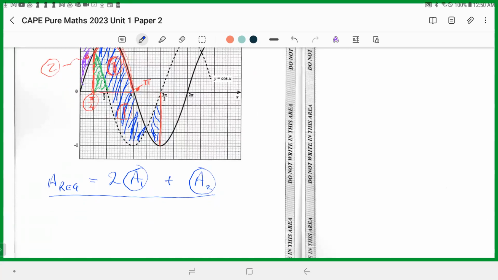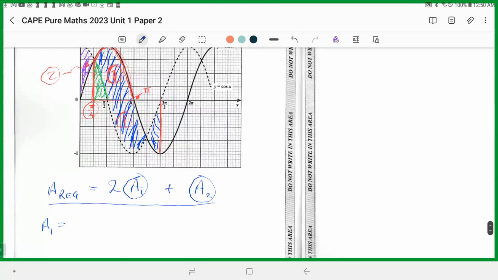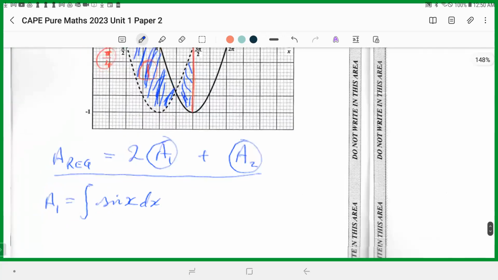Work them out separately. So area 1, when I multiply by 2 after I get it, becomes equal to the area under the sine graph. So the integral of the sine x graph with respect to x between pi by 4 and pi.